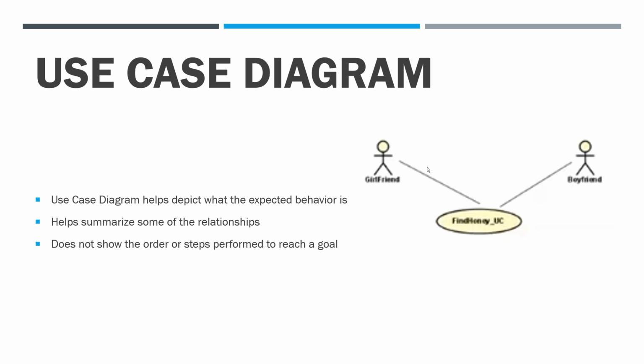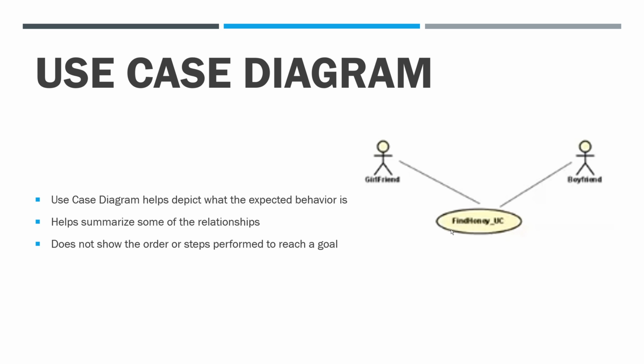So what I have here is a picture. It's a little bit distorted, but we still get the idea here. It was created by my professor, and what we have is two people, a girl and a boy, and they are related to this find honey use case. They're related by this line. This line depicts that this boy talks to this find honey, and this girlfriend talks to this find honey also.